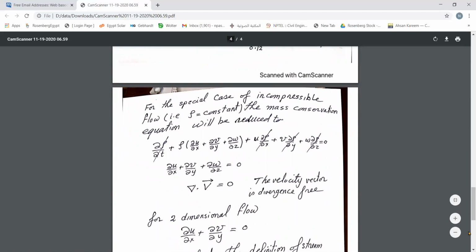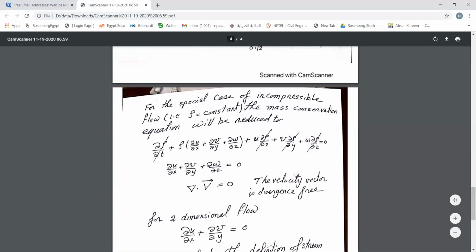du/dx plus dv/dy plus dw/dz equals 0, or the divergence of the velocity vector is 0. Sometimes we call this, for incompressible flow, the velocity vector being divergence free, or divergenceless. That means without divergence, okay? For two-dimensional flow, nothing changes with z. We have partial u partial x plus partial v partial y equals 0, which is very simple.